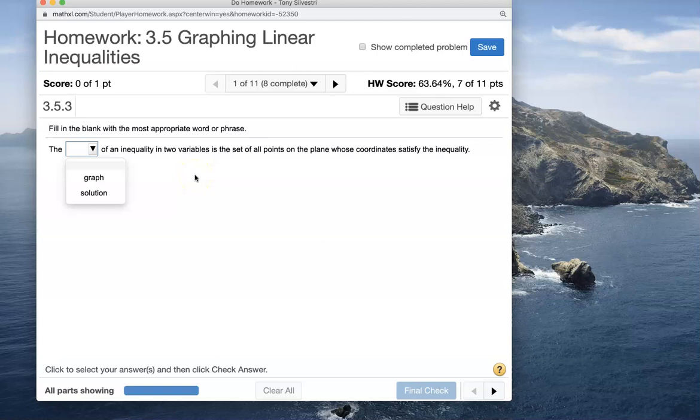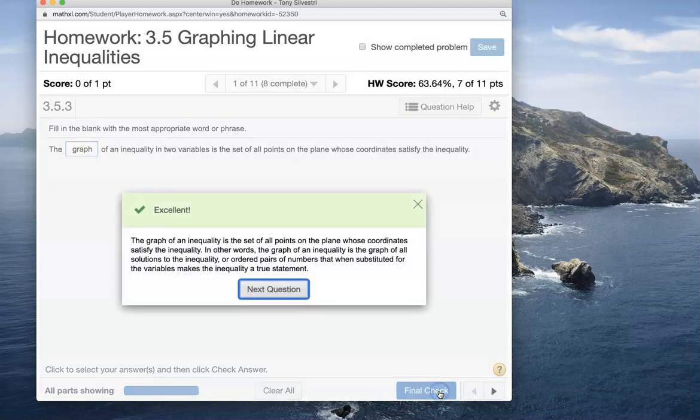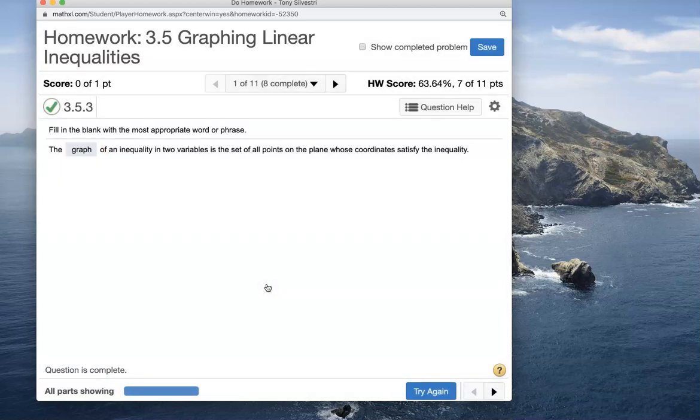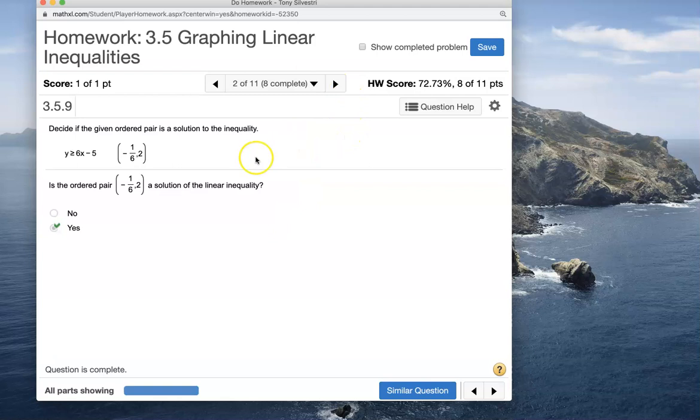The blank of an inequality in two variables, which is what we've been doing, is the set of all points on the plane that satisfy the inequality. Well, either one of these can actually sound good. We've been graphing, so the solution would also be right, but I think graphing it is closer to what they're looking for. Great. Okay, so that's done. Let's go on to the next one.